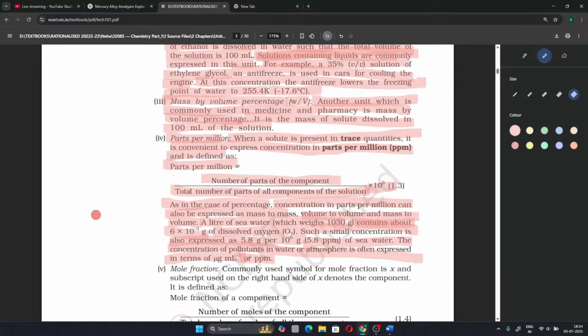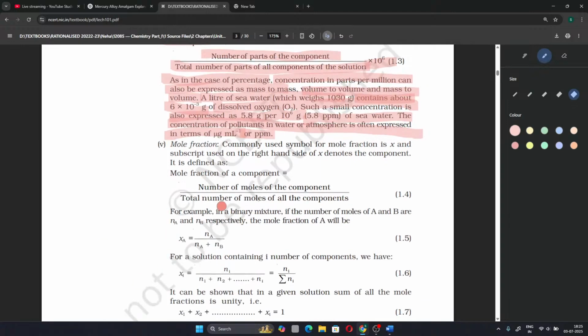In the case of volume, mass, or mass by volume, we can only express them by mass and mass or volume and volume in their specific cases. But in parts per million, for any substance, we can express it as mass, volume, or mass by volume. That is what they are saying here. And there is also parts per billion, for even smaller quantities of molecules.